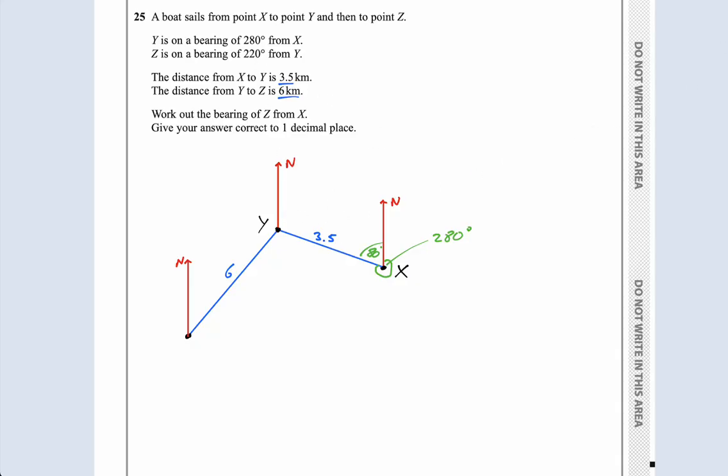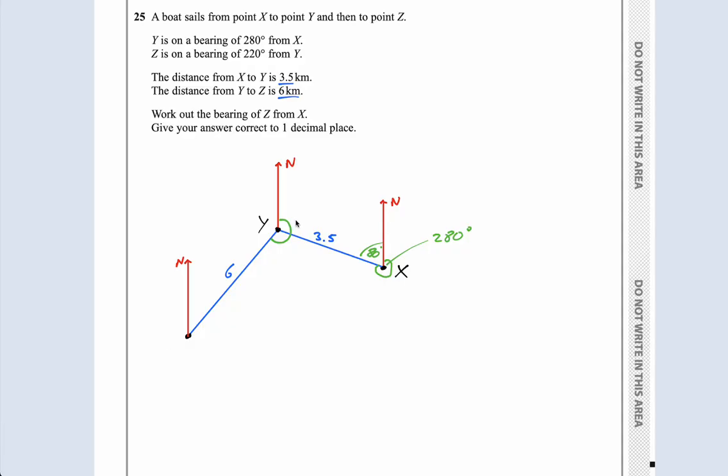Now, okay, yeah, so this is 220. That's 220 degrees because Z is on a bearing of 220 from Y. So this angle here is 220, the full thing. But let's keep that to the side for a second, guys.